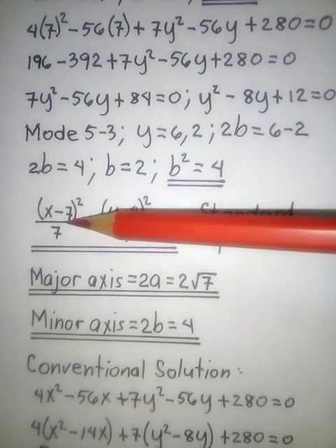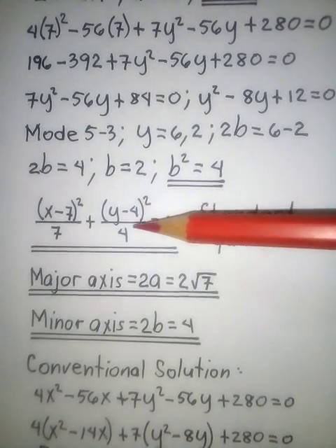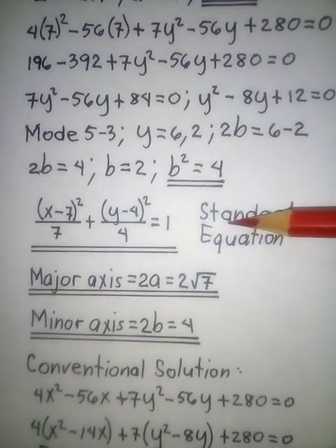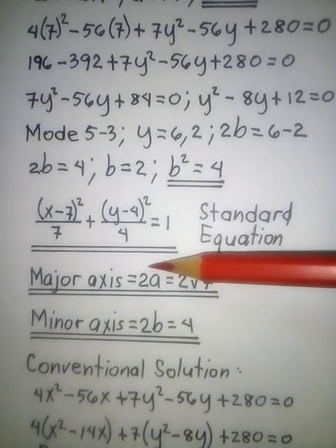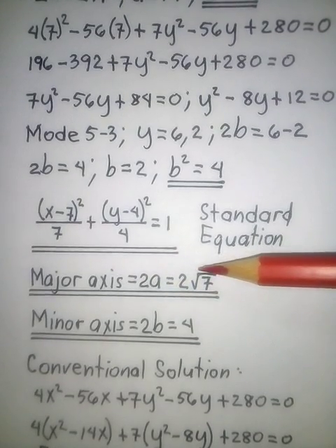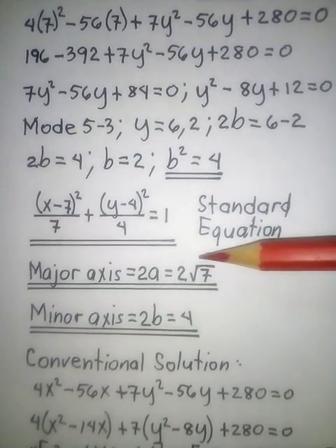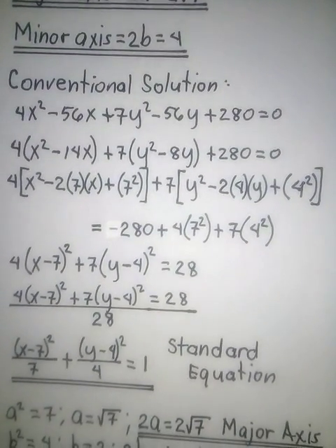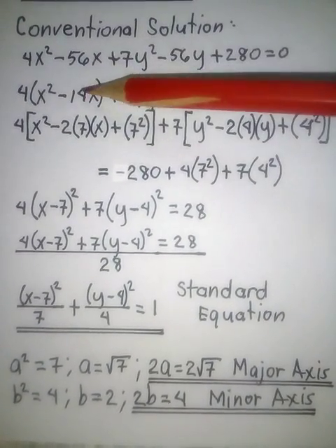And for the major axis, 2a is equal to 2 square root of 7. And the minor axis is equal to 2b is equal to 4. Now, using the conventional solution, or the usual solution, in solving for the ellipse, we have the original equation. So, again, we have to arrange this in accordance to our revised equation. So, we have 4x squared minus 56x plus 7y squared minus 56y plus 280 is equal to 0.